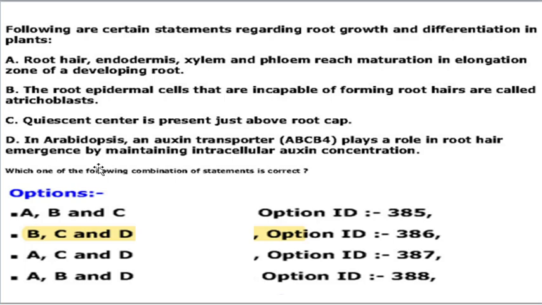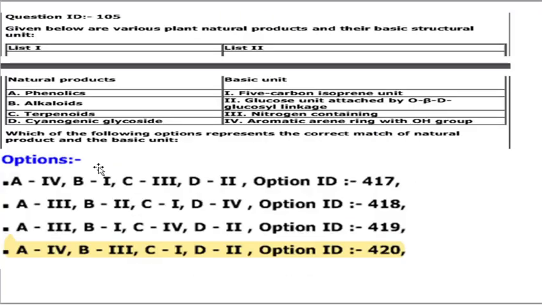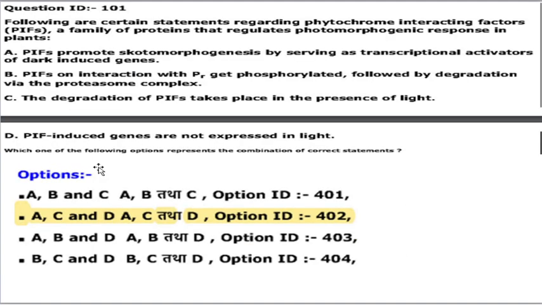So these are the important things. The next question is with regard to secondary metabolites. First, phenolics have an aromatic ring with an OH group. Next, alkaloids have an N containing group. These are easy things, friends. Terpenoids have a 5-carbon isoprene unit, the basic structural unit of terpenoids. Next, cyanogenic glycoside consists of a glucose unit attached through an O-beta-D-glucosyl linkage.